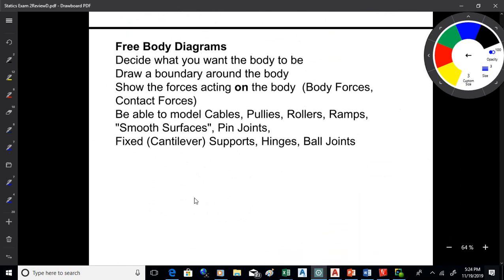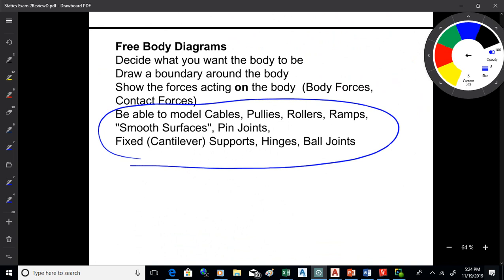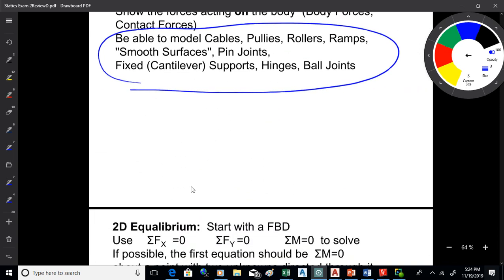Free body diagrams: decide what you want the object to be, draw a boundary around it, show the forces acting on the body, and then you should know these different types of connections and be able to model them with forces and moments. The one thing about this is don't overthink it. All you do is start with the object that you've got, and then you look at that.